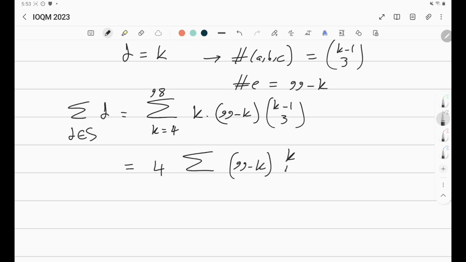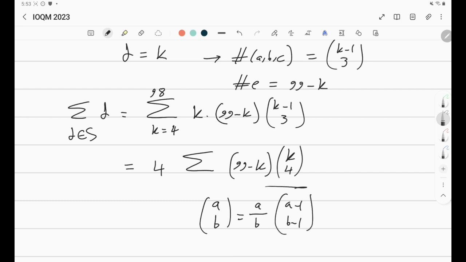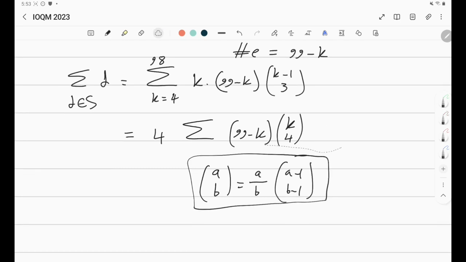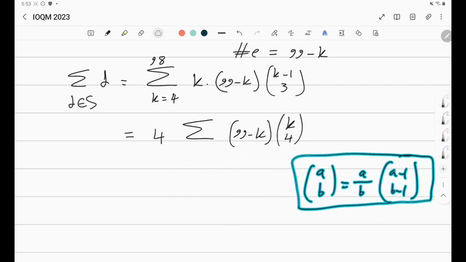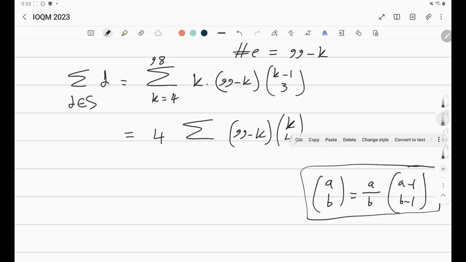Now we have the 99 minus k, and now this trick is very important. Just to remind you, I use here a choose b is equal to a over b times (a minus 1) choose (b minus 1). This one is a very important formula you should keep in mind. Let me drag it and put it here. Of course, k is still from 4 to 98. Now this is much simpler.